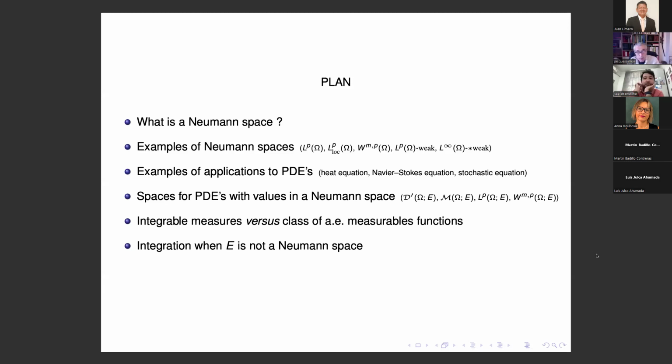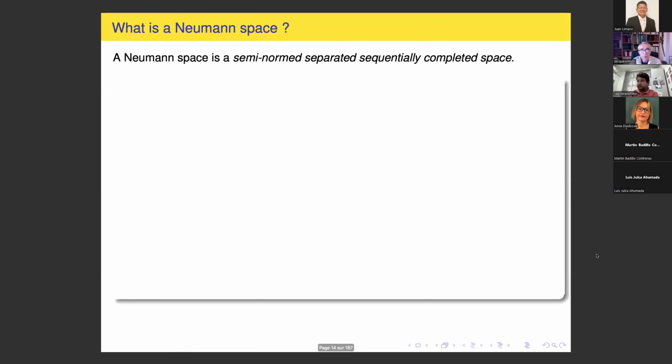We will see then what we can do if E is not a Neumann space. And I will give, if I have time, a hint for the proof of the existence of integral measure, the existence of LP. This is a crucial point. So we go first, well, what is a Neumann space?